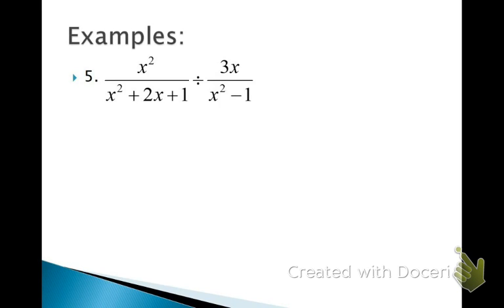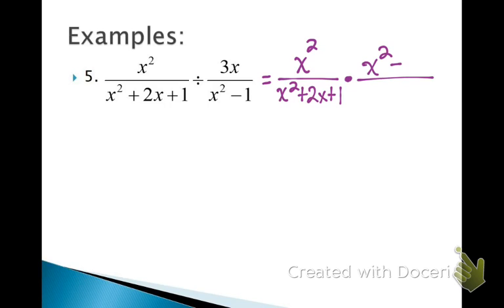My first step should be to flip my second fraction. So we are going to rewrite the whole problem as a multiplication problem. What's happening to my first fraction right now? Stays the same. X squared over x squared plus 2x plus 1. I'm not going to factor yet. I don't want to do anything until I flip my second fraction. So my second fraction becomes x squared minus 1 over 3x.